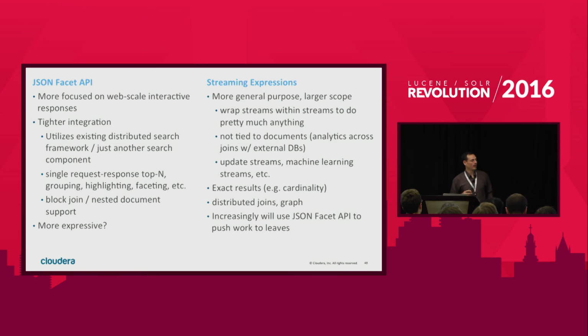But the streaming expression, on the other hand, is really much more general purpose, much larger in scope in a way. Because really you can wrap streams within streams to do anything. I only covered a small fraction of the streams that are available. There are streams that update streams, where you can take the output from one stream and index all the documents in another Solr Cloud collection. People are doing machine learning, logistic regression, just a lot of crazy stuff with this. And it can do whatever analytics you can do. It's really not tied to a document-centered universe.